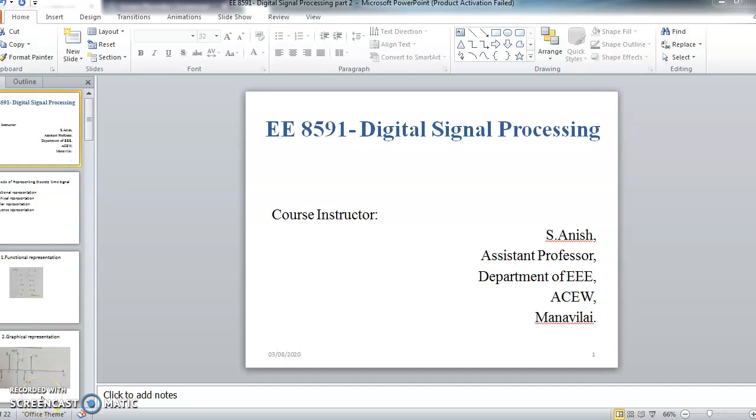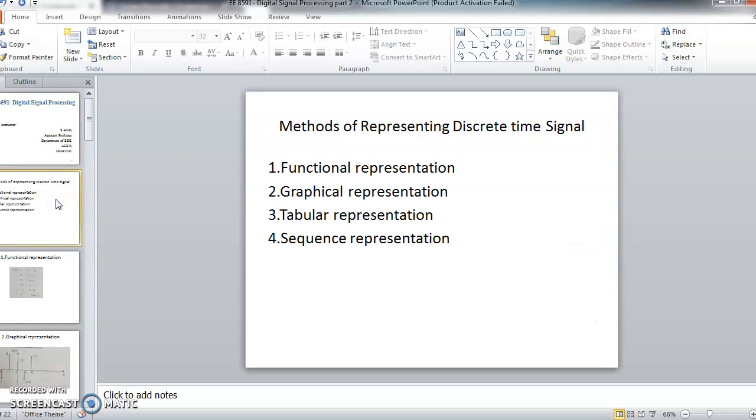So here in this video we are going to study different types of signals in digital signal processing. Before going into the types, first we want to see the methods to represent the discrete time signal. Basically there are four methods to represent the discrete time signal.